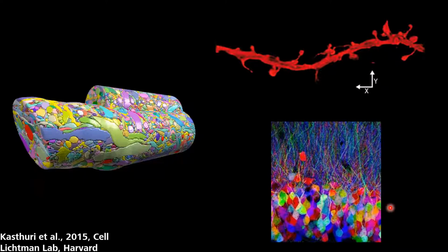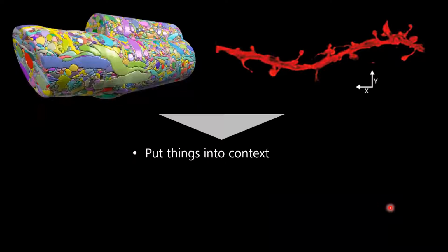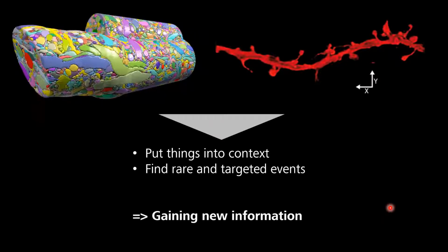So you already brought in some prior knowledge, and ideally you want to combine both. And that is what correlative light and electron microscopy is all about. We want to put things into context. We want to find rare and targeted events, and this is really something that comes out of the light microscopy world. And by the end of the day, we want to gain new information.